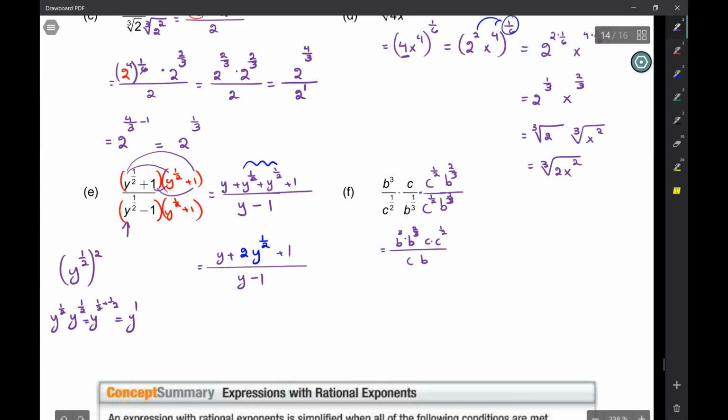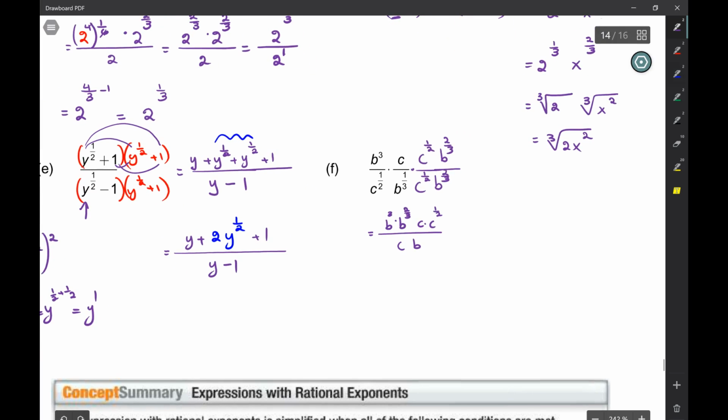Yes, no? I can cancel out the C and the C. How about the B's? 1B here, 1B there. So what do I have? So now what do I have? Let me just write down everything I have. I have B, B to the 2/3, C to the 1/2.